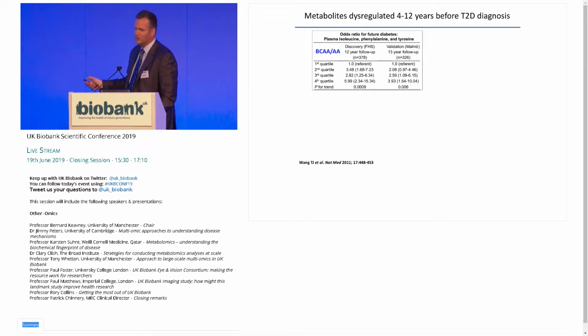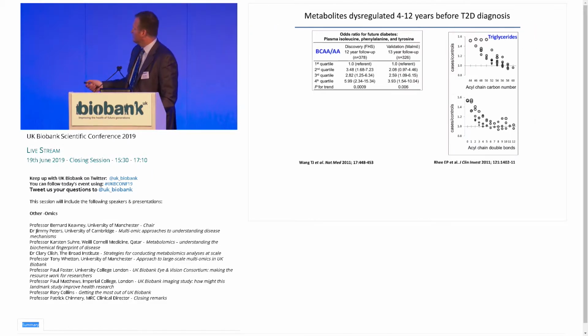And we validated that in the Malmo Diet and Cancer Study using a similar sized nested case control study. We also examined triglycerides and other lipids, and what we found was an interesting pattern of acyl chain carbon numbers. If we totaled up all the carbons in the fatty acids in the triglycerides and plotted those cases over controls, we found that people that were incident cases of type 2 diabetes had elevated levels of short acyl chain containing triglycerides that were mostly saturated.